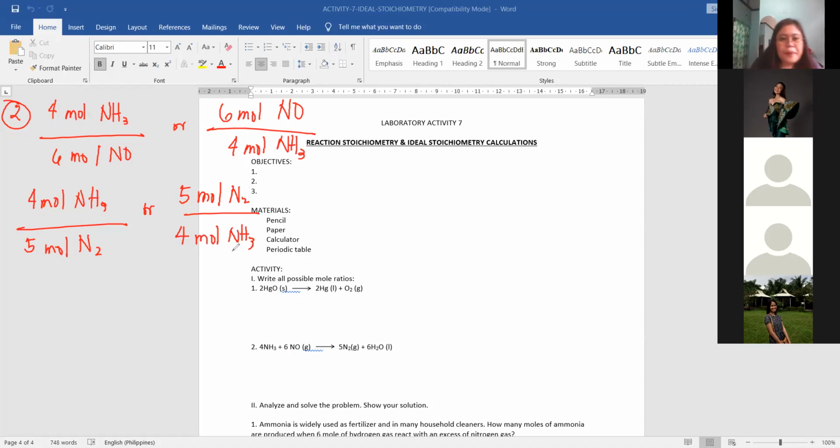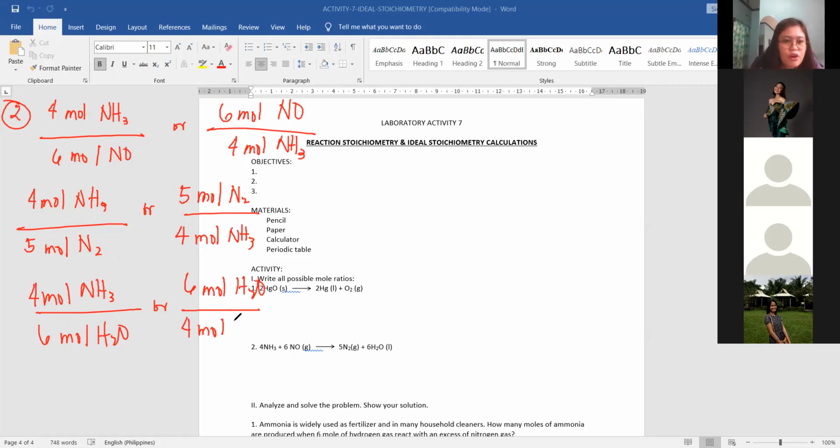So what else? What other mole ratio can we have here? You have 4 moles of ammonia. This will also yield 6 moles of water. So you can also reverse it: 6 moles of water will be produced if you have 4 moles of ammonia. Okay? But we are not yet done because remember, you have one more reactant.